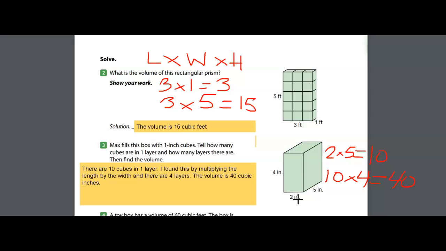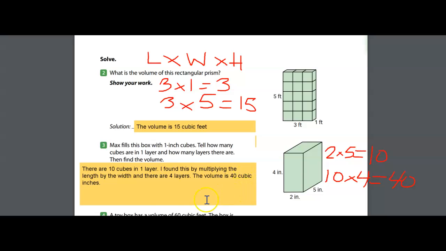Now, it asks us how many layers there are. Remember from our first video, our height will tell us how many layers there are. Our height is 4 inches. So I know that there are 4 layers. Now, if I multiply the area of my base, or the amount of cubes in each layer, which is 10, times my height, or the amount of layers, which is 4, I will get 40 cubic inches. So the volume is 40 cubic inches.